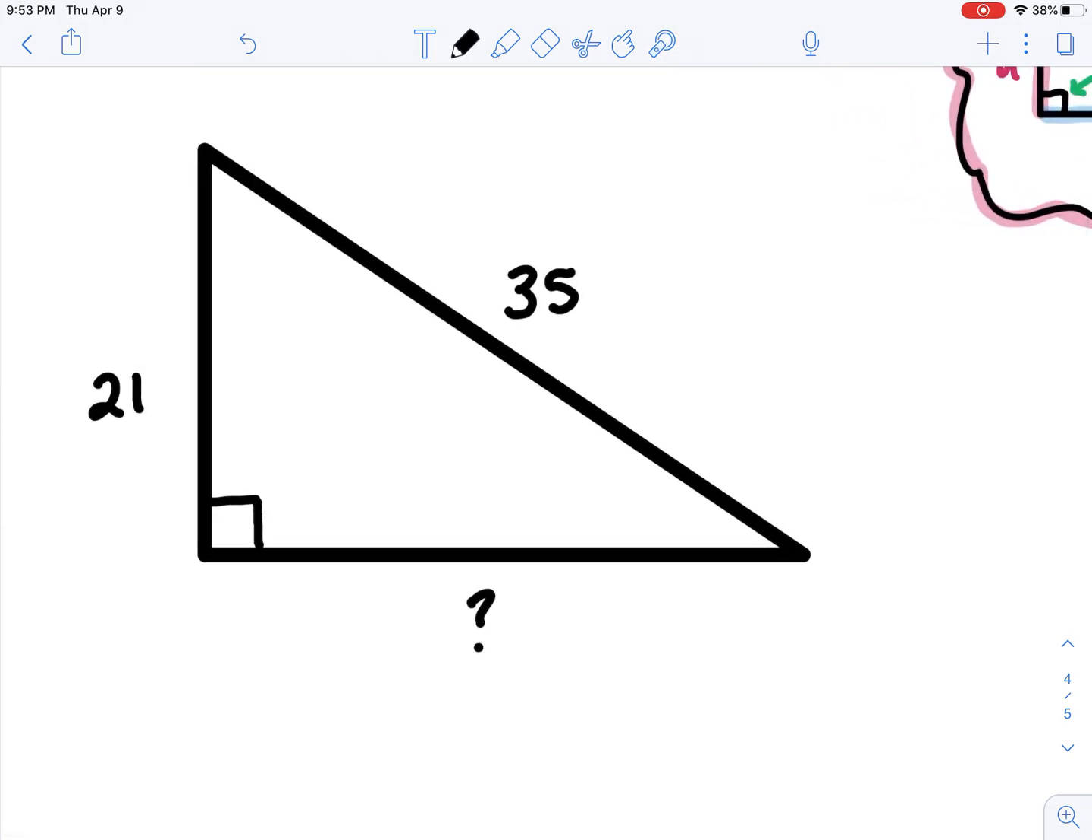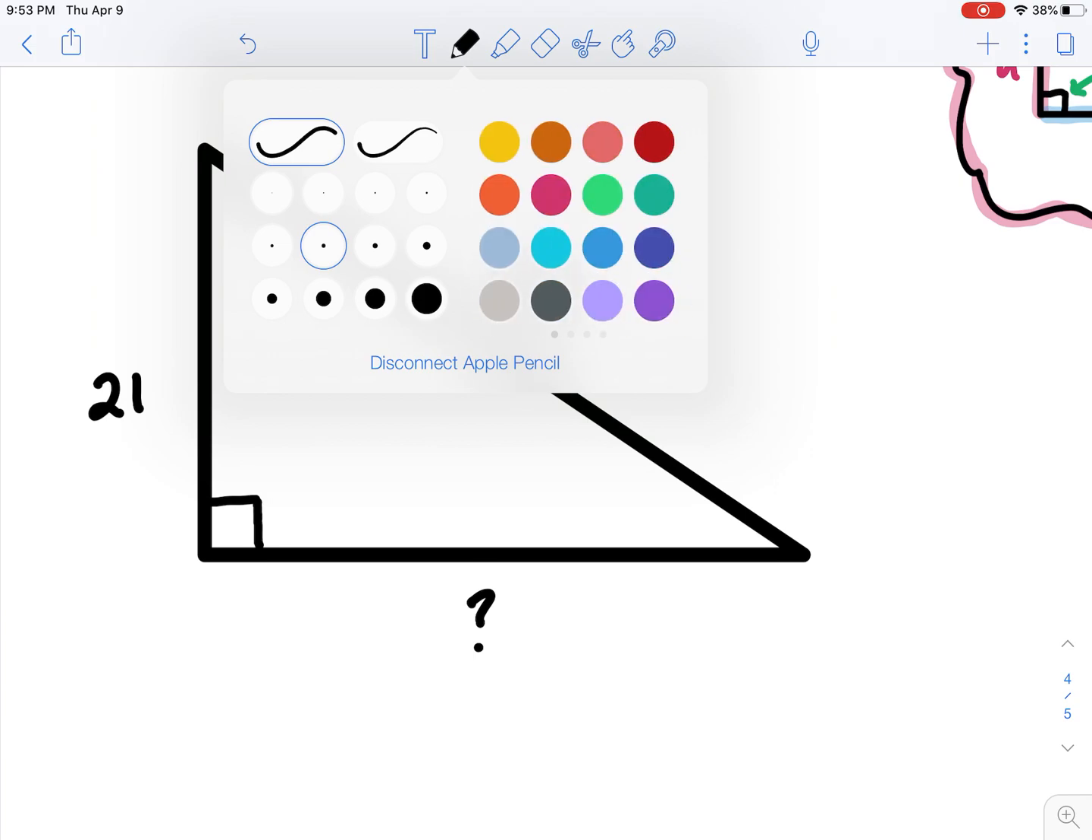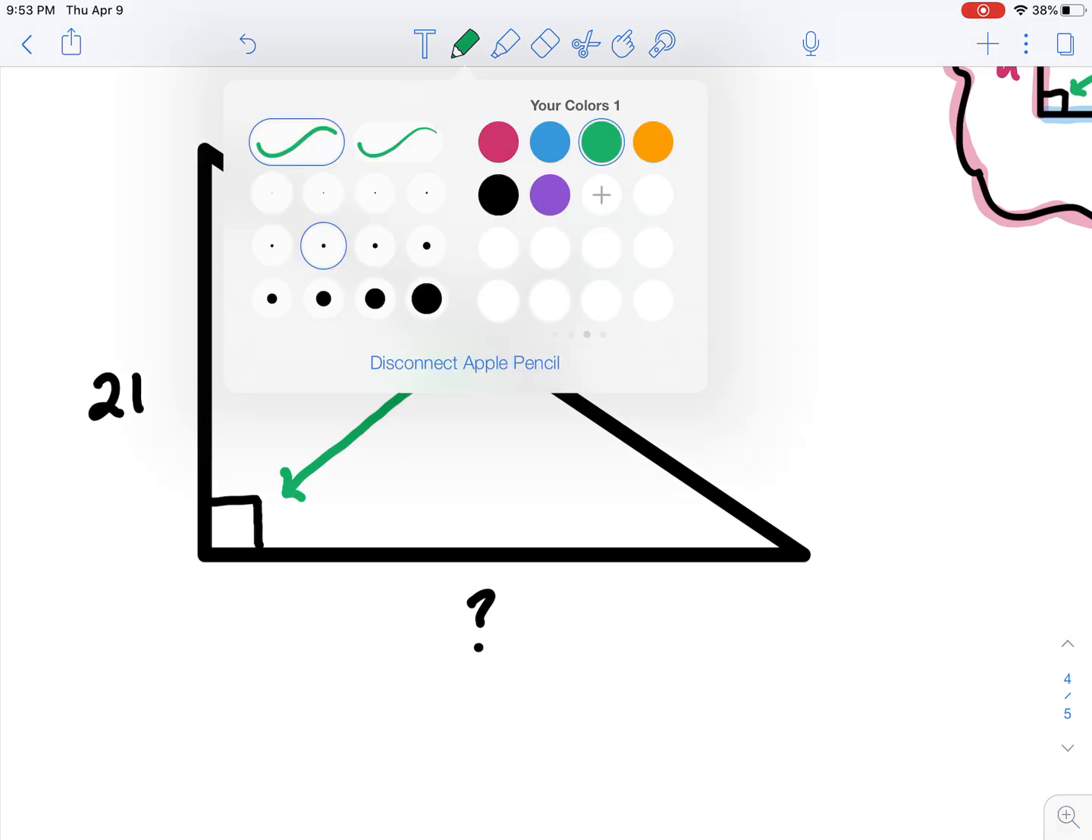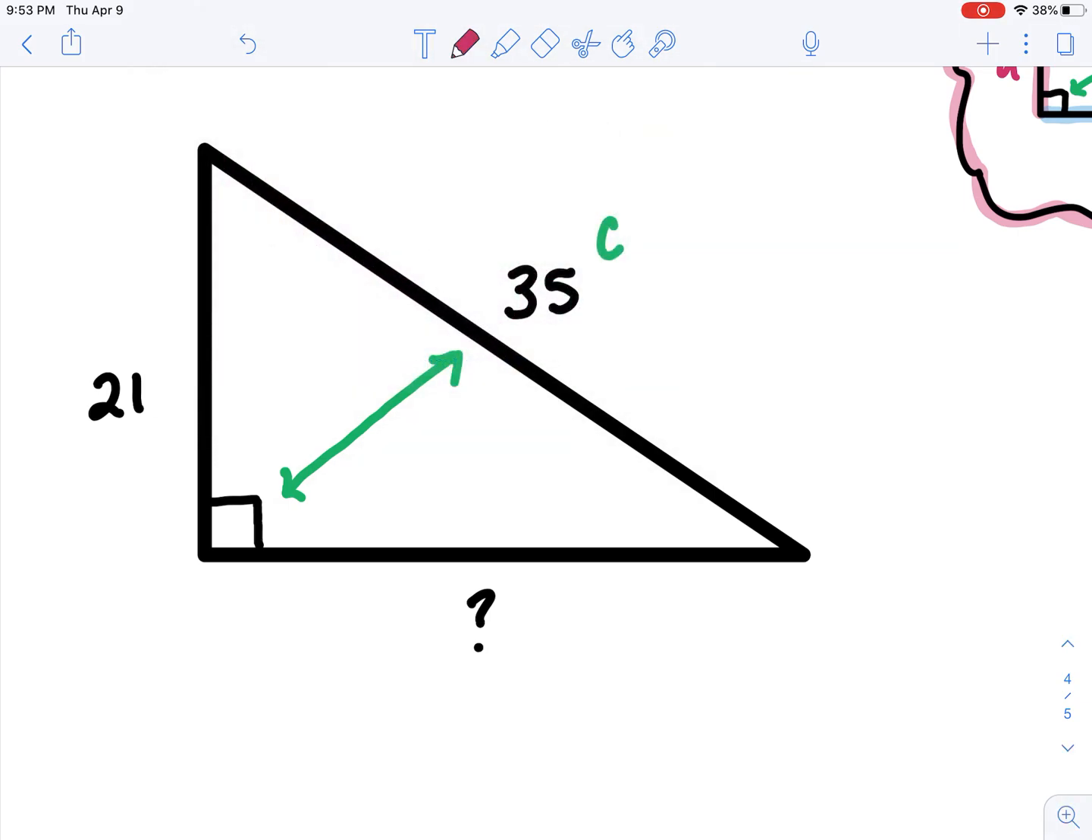Start by identifying our sides. We want to identify A, B, and C. I'm going to start with C, because I know that's always the side that's across from the right angle. So in this case, 35 is our C. And then it doesn't matter which of the other two sides we pick as A and B. We can just pick them basically at random. So I picked 21 to be A and our missing side to be B.